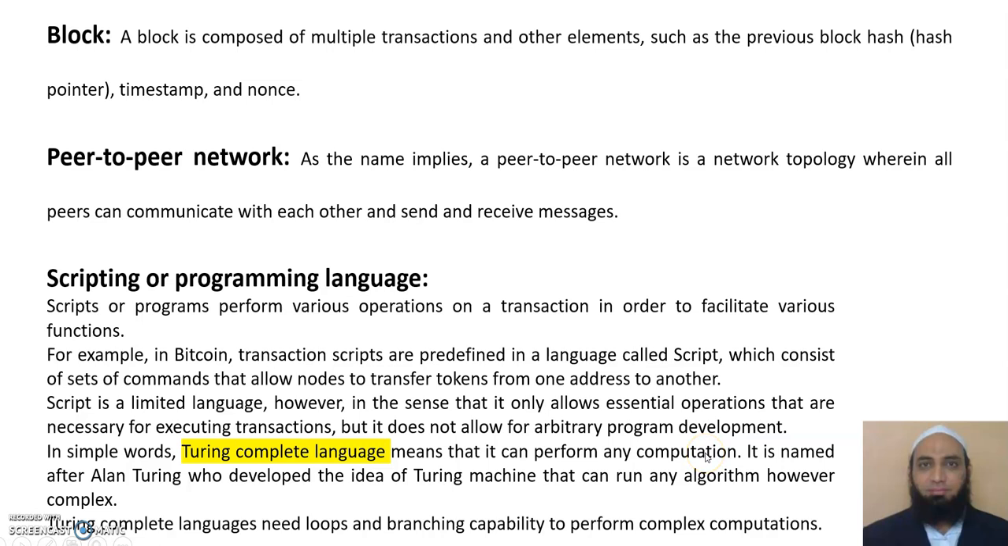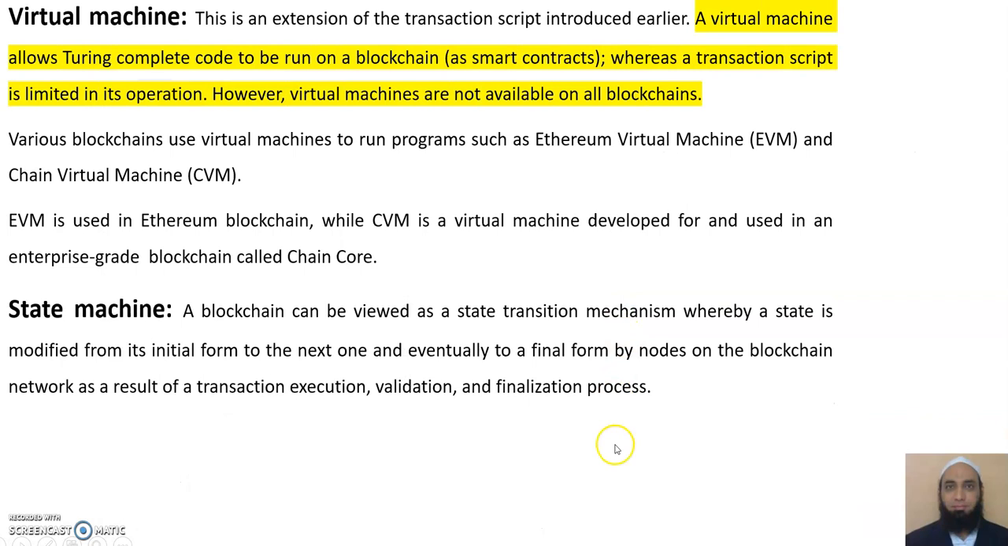We will see in the next classes, when we call it a complete language, in what way the advantages are there, and what limitations are there. A Turing language needs loops and branching capability to perform complex computation. So it should have the branching capability to perform complex computation. Next, we will see the virtual machine.